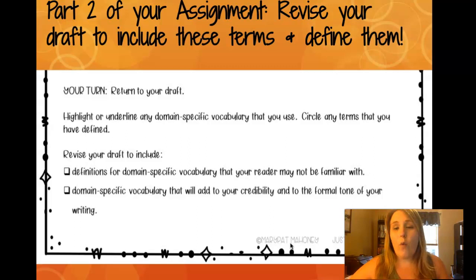Okay, folks, if you have questions regarding this lesson, please feel free to reach out to one of your teachers. Otherwise, that is your assignment for today, to include these transitional words and domain-specific vocabulary within your introduction and body paragraphs. Thanks and have a great day.